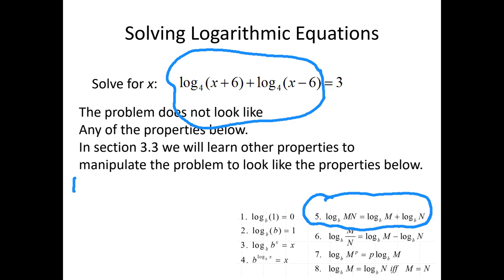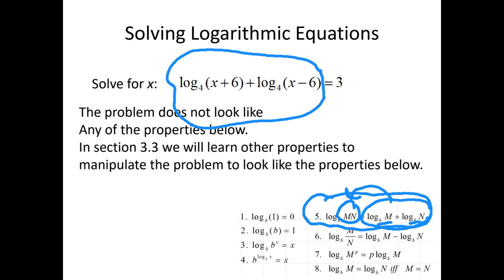I haven't covered the property yet, but just so you can get an idea of what it looks like. The property says that if you're multiplying two of these, we can separate with addition. But if they're written as addition, you can combine them as one log. You can condense them into multiplication.